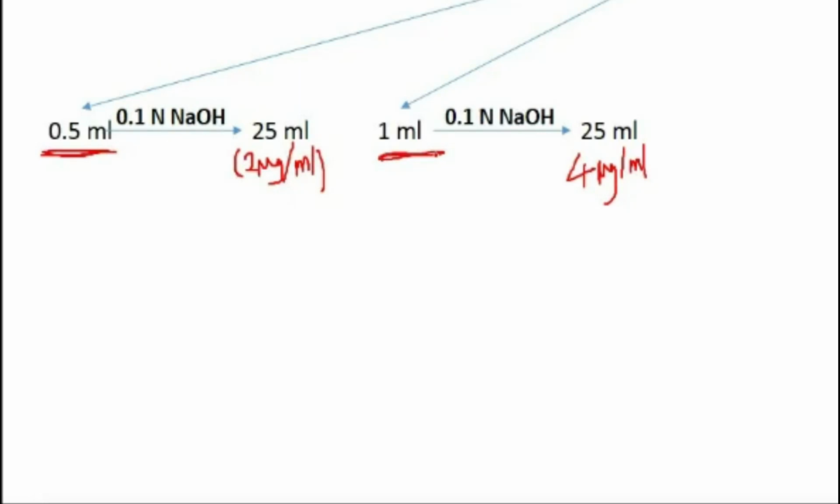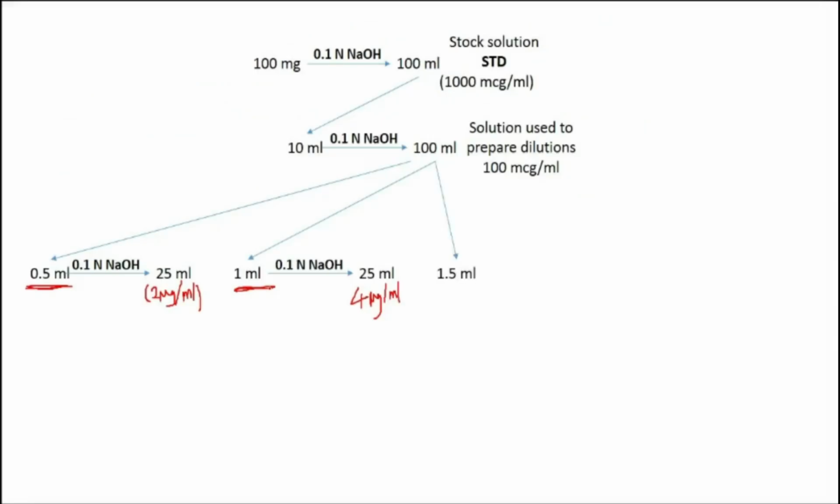Now, similarly, using same logic, if I take 1.5 ml and dilute to 25 ml with NaOH, what will be concentration of this solution? 6 microgram per ml. Excellent. Concentration of this solution will be 6 microgram per ml.